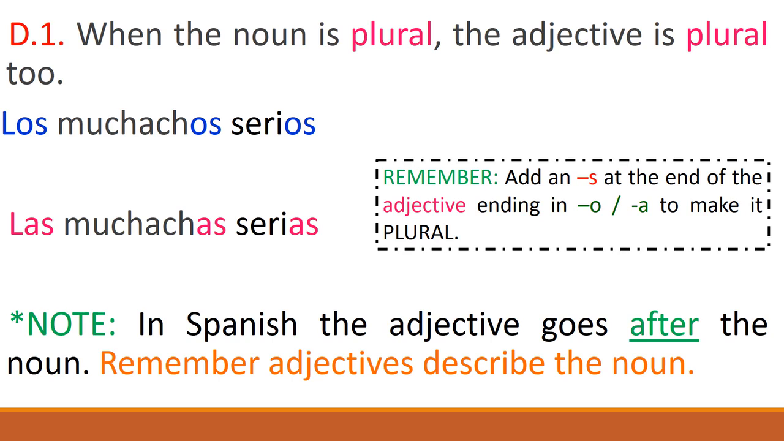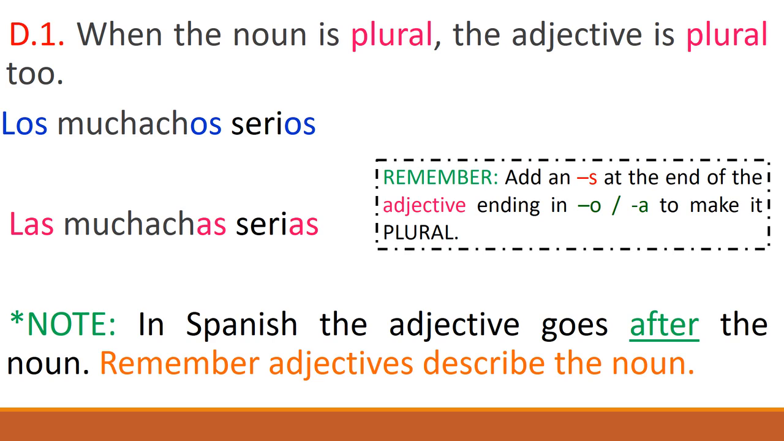Now, remember the same thing. When the noun is plural, the adjective has to be plural too. Los muchachos serios, las muchachas serias. In order to make that adjective plural, you have to add an S at the end whenever they're ending in an O or an A. Serio, serios. Seria, serias. To make the adjective plural.